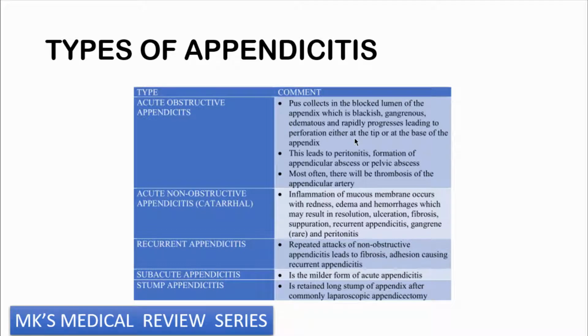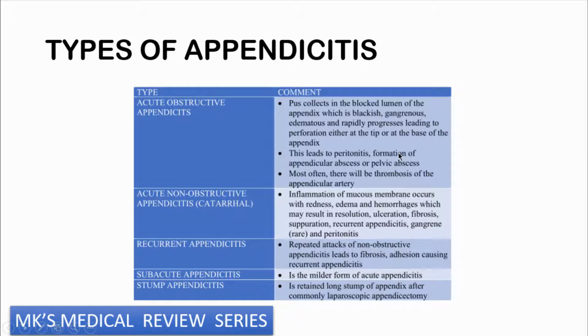Once this perforates, it may lead to peritonitis. Like I already told you, it may lead to formation of an abscess, an appendicular abscess or a pelvic abscess, and most often there is thrombosis of the appendicular artery that may precede the perforation. Then you have a non-obstructive acute type of appendicitis, or catarrhal type of appendicitis.